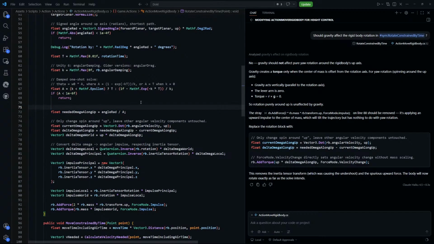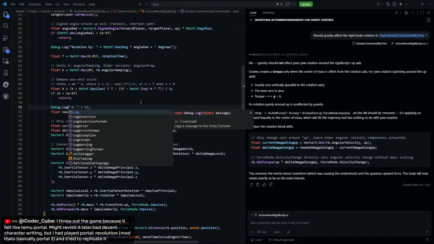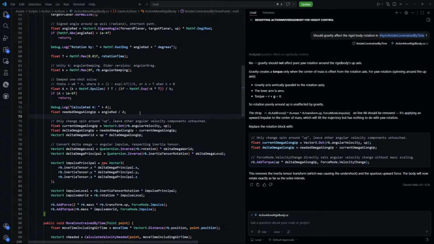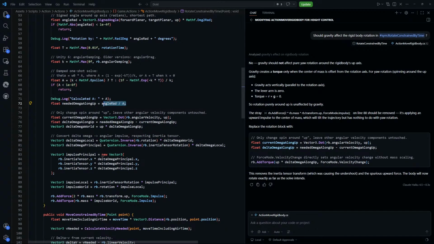You know what, we're gonna do this as well. Yes, please. But let's do... because I'm wondering about this one. So this is the number of radians we need to rotate, or we want to rotate.